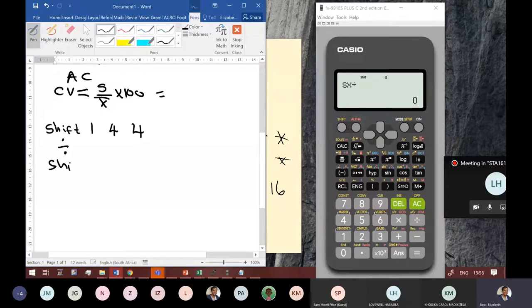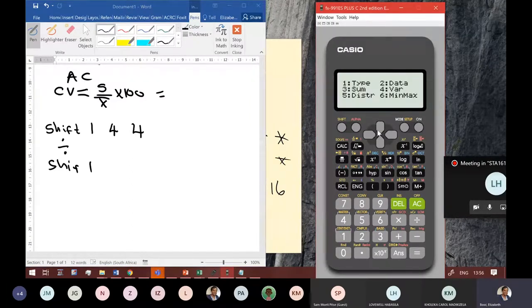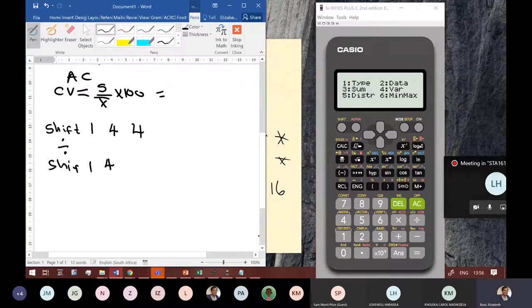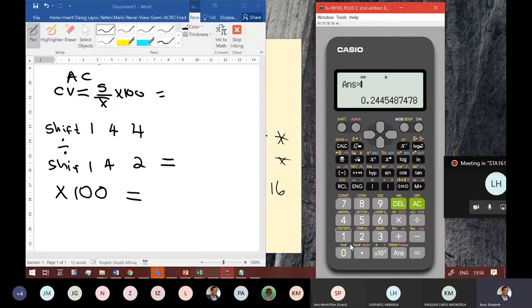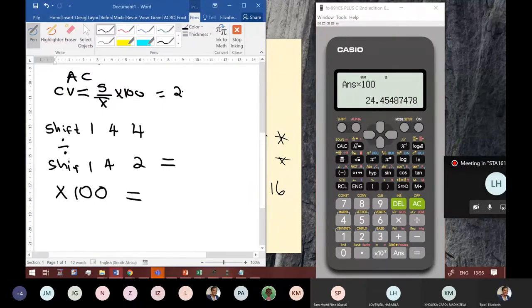And we repeat the step. Shift 1. So we go shift, we press 1, and we press 4 again. 4, and we press 2. So the next one will be 2, the mean. And equal. Maybe I can just put the equal sign there and then multiply by 100, then equal, and that gives us 24.45. Oh, actually it's 24.46 if I round off correctly, because I just used the closest value. And that's how you do coefficient of variation.